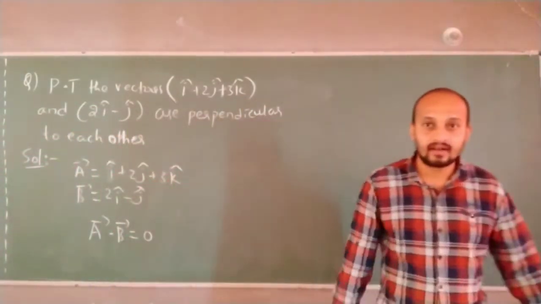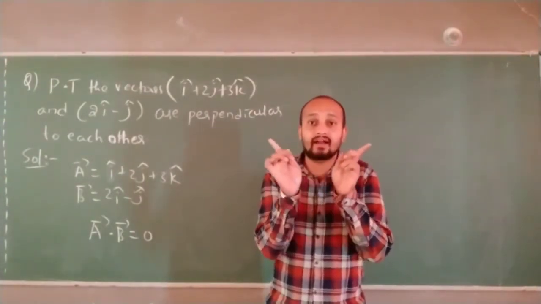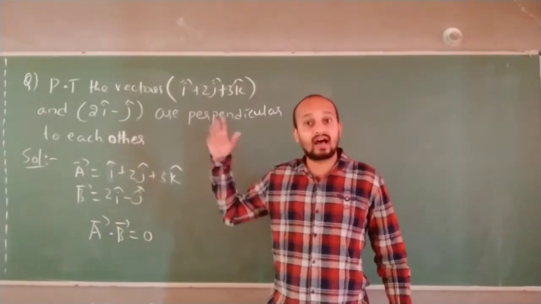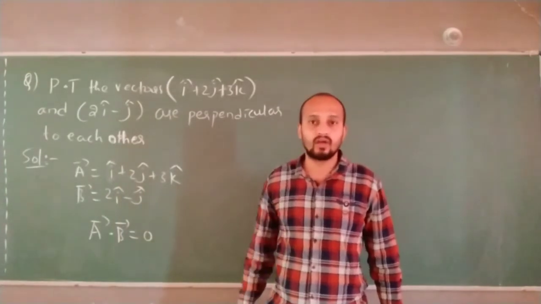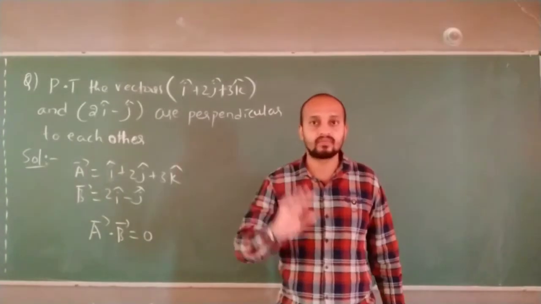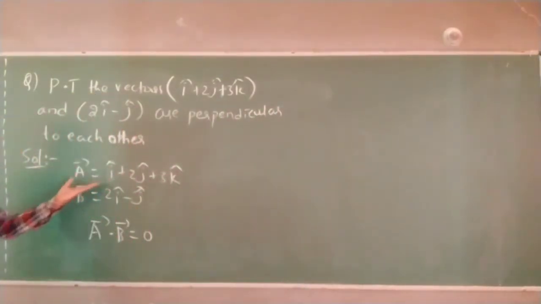How can I say that? Because when two perpendicular vectors are multiplied with the dot product, the total value will be 0. This is what you have learned in properties. When two vectors are perpendicular, the dot product of the two vectors is 0. So that property I am going to use. So A dot B will be equal to 0.